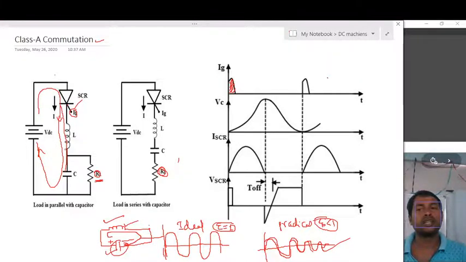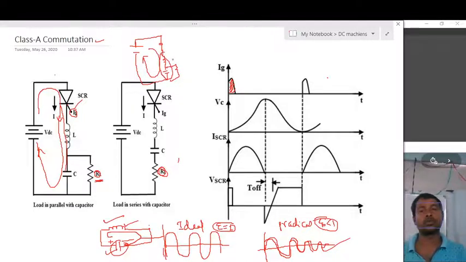The current passes through the inductor and capacitor. So I will give the diagram in this way. When the SCR is turned on, it acts as a short circuit, and the inductor and the capacitor will be like this, and the load resistor. So this loop contains only inductor and capacitor elements, so that the current flowing through the SCR, I_SCR, is sinusoidal, as I explained in the tank circuit.